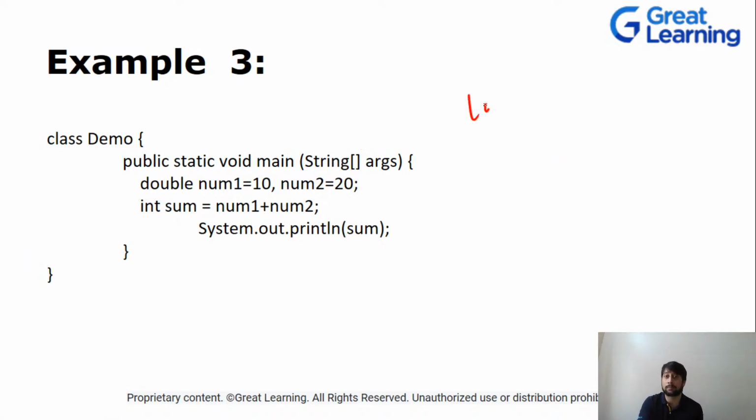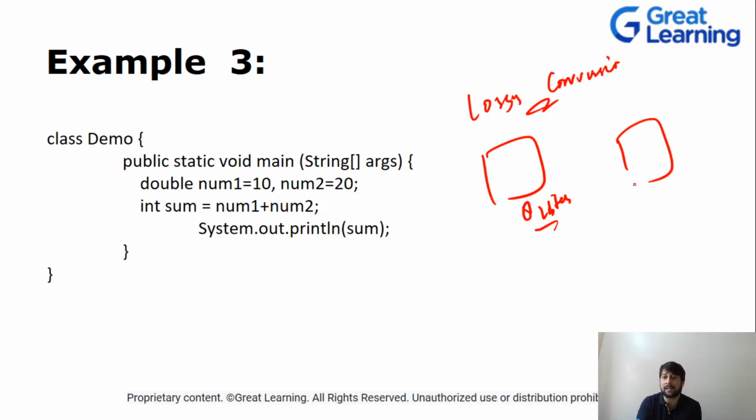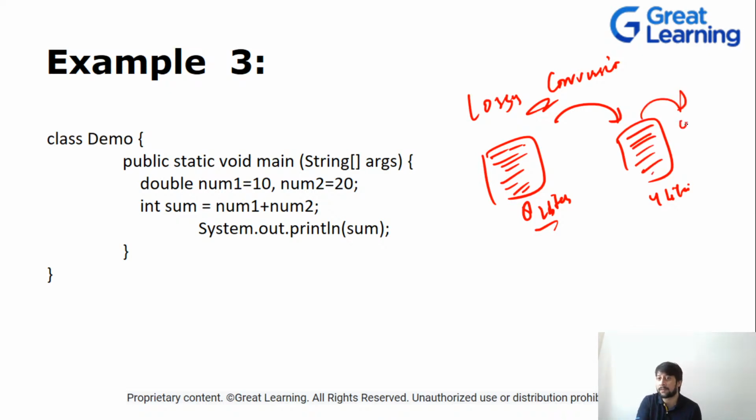Basically, this is something that I want to discuss in a little bit of detail. Why is this a possible lossy conversion? Whenever you see this type of error, it means that there is a container which can store 8 liters of water, and there is a container which can store 4 liters of water. This container is full, and we are trying to pour the water from this container to this container. Obviously, it will store 4 liters, but after that, it will overflow. This is what we mean by possible lossy conversion.